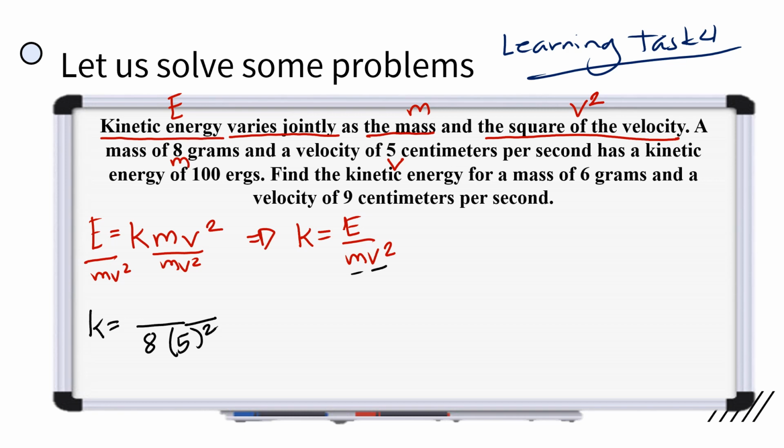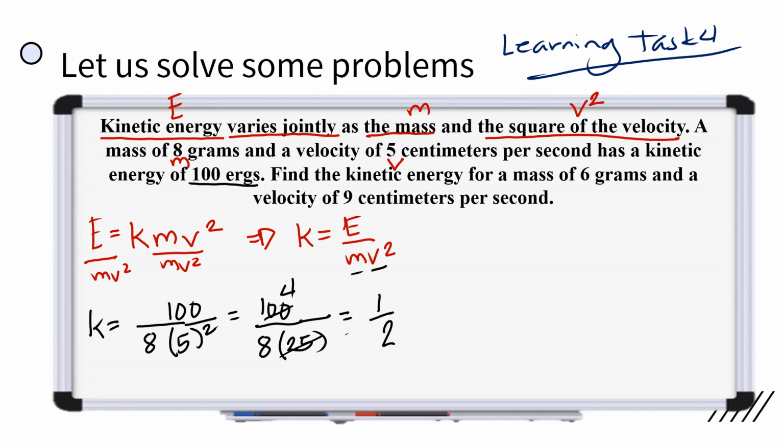Then, per second, has a kinetic energy of 100. So, 100. So, pwede natin i-simplify. So, 100 over 8 times 25. So, para mas padali natin yung 100 divisible sa 25. So, pwede natin i-simplify ito as 4. Then, 4 over 8, that is 1/2. So, 1/2 yung K natin.